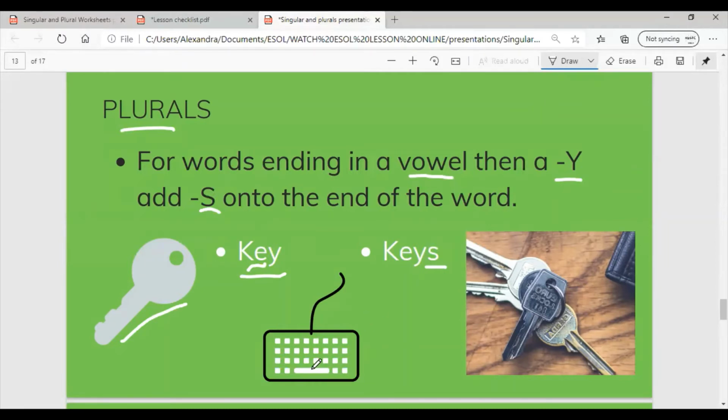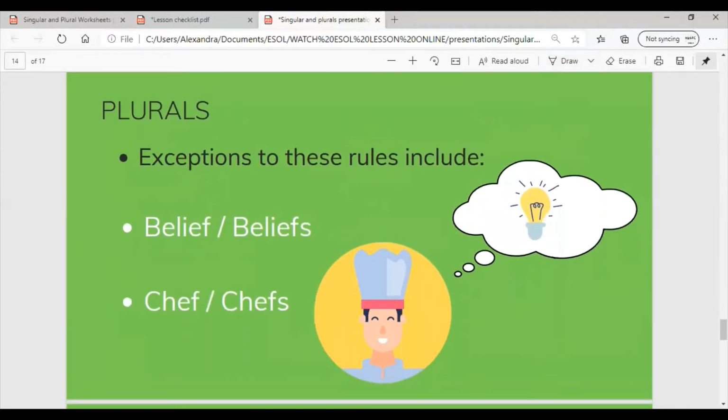Just a quick bit of information in case you didn't realise, but you can have different types of keys.